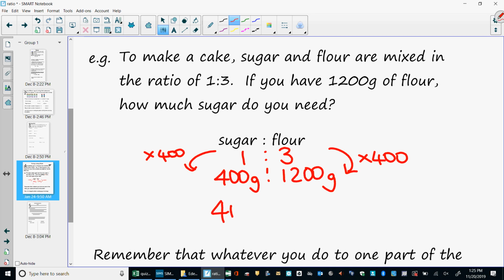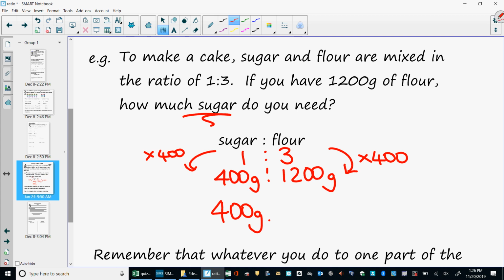And for this we must make sure we're including our units. The units don't cancel out, because we're not simplifying here. Would you leave it as 400 grams to 1,200 grams? No, because they asked how much sugar you need, so they only want to know about sugar. If you left it like that, it wouldn't be clear which one's which. Sometimes they're quite pedantic about this, so you need to be careful.